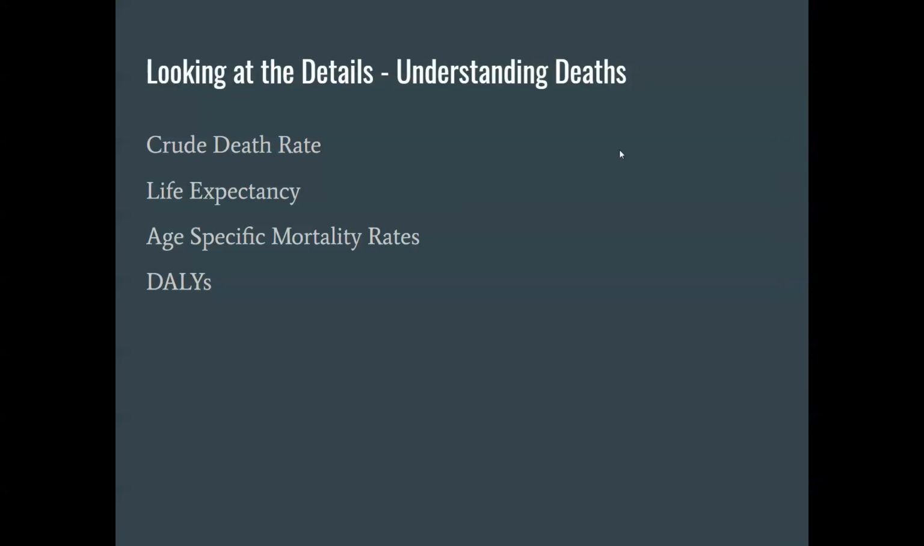Now, when we look at deaths, we're going to be talking a little bit about four measures. Those measures are going to be the crude birth rate, life expectancy, age-specific mortality rates, and DALYs. We'll break that into our next lecture. We'll see you then.